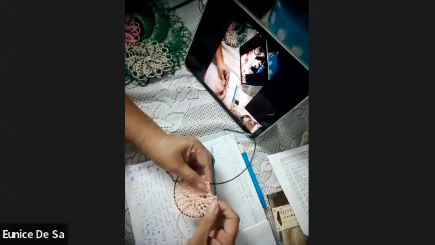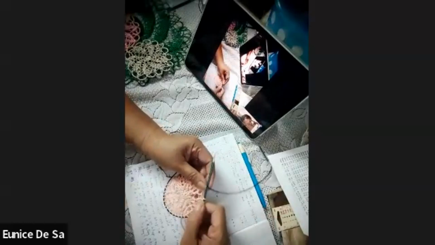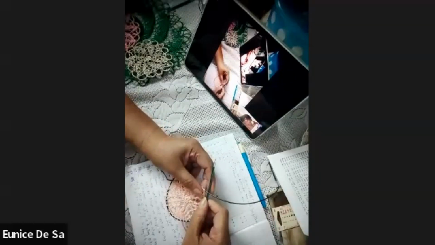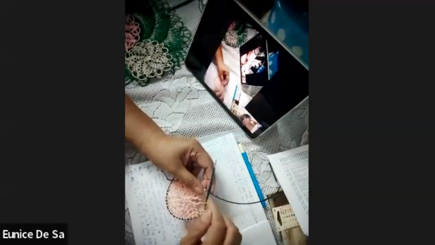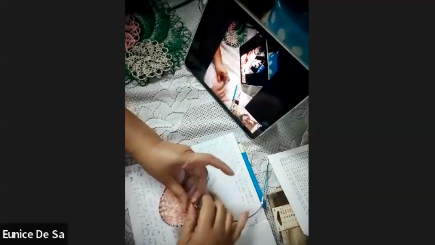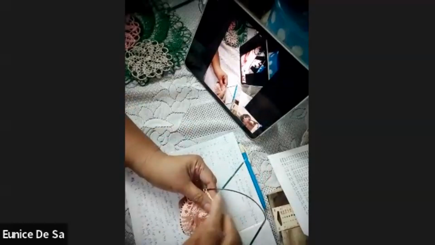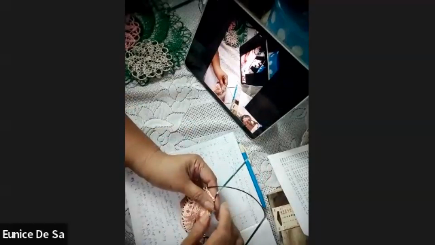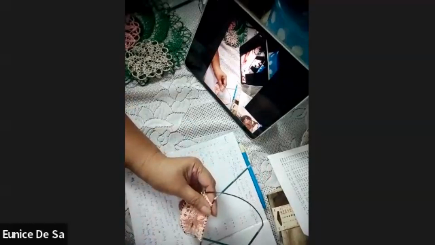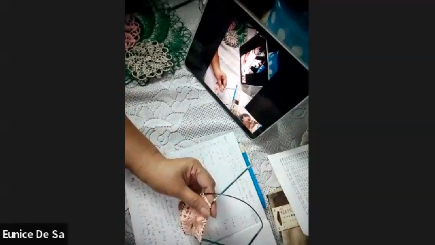So if I'm working with needle number 1, then I transfer from 2 to 1. Then when I reach the end and finish needle number 2, I have to transfer from 1 to 2, like that. Always transfer. In this case, the instructions are that you transfer from your left to your right, 1 stitch. That's all. Left to right. Just remember that.